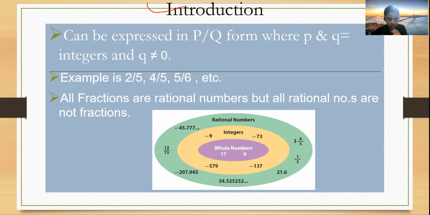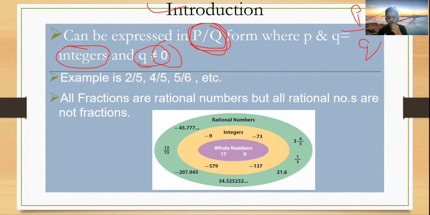So what are rational numbers? Rational numbers are all the numbers which can be expressed in the form of p by q, where p and q are integers, and q is not equal to 0. It can be any number, but it shouldn't be equal to 0, and both of them are integers. Examples of rational numbers are 2 by 5, 4 by 5, 5 by 6, etc. Here p and q are integers, and q is not equal to 0.